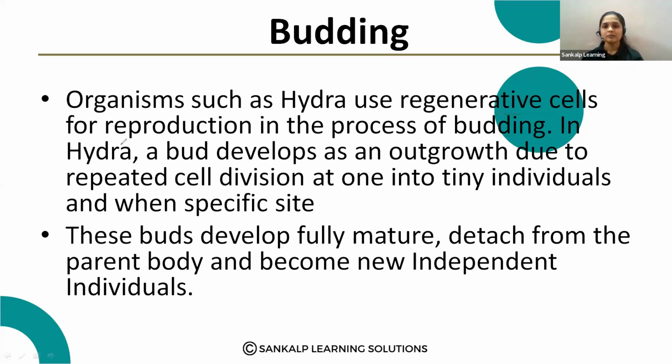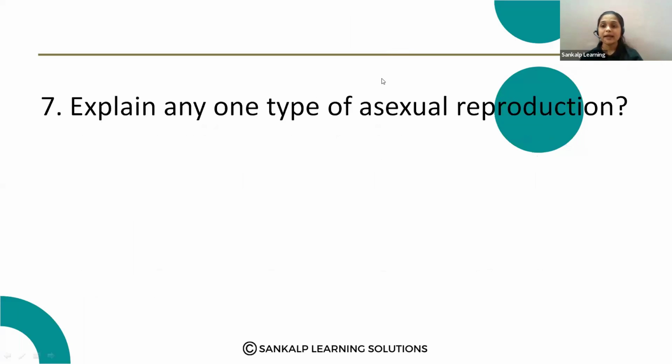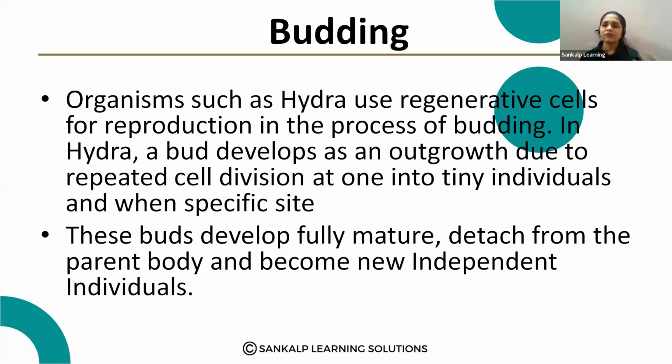Let's note this down. You can note down the important points. The question is, explain any one type of asexual reproduction. Any one type you can explain. Already I told you there are many types of asexual reproduction given in your syllabus. You can explain any one type.